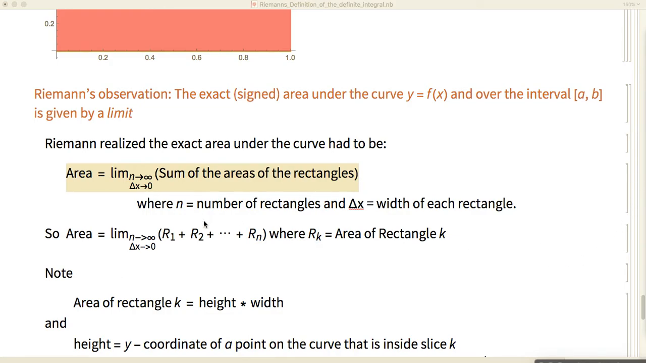Now, like I said, n is the number of rectangles and delta x is the width of each rectangle.